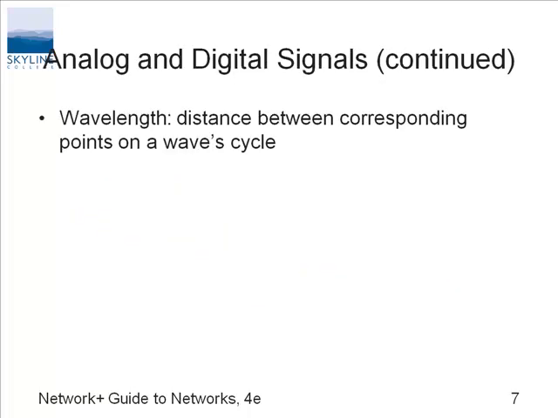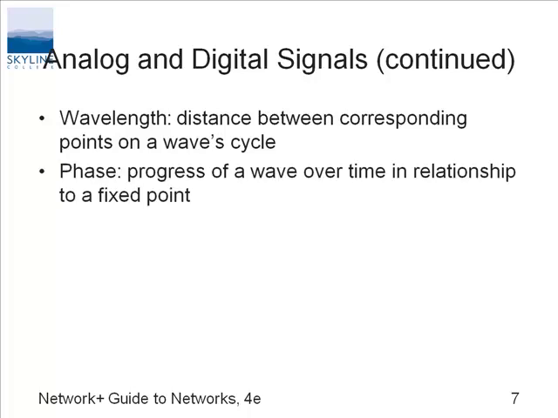Wavelength is the distance corresponding to points on the wave cycle. The wavelength is a measure between the zero points. The wavelength and frequency are related, because the higher the frequency, the shorter the wavelength. The lower the frequency, the longer the wavelength. So they're inversely related.